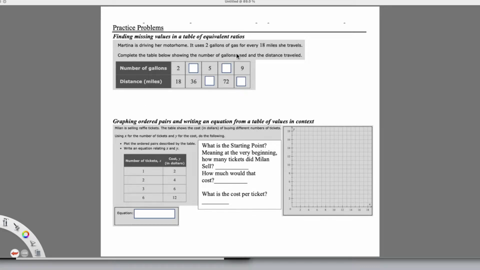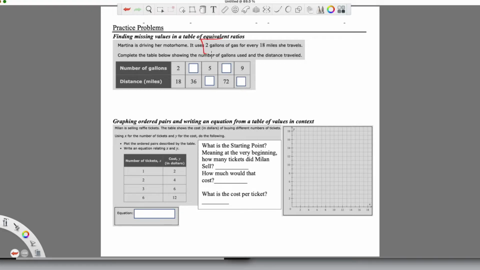It uses 2 gallons of gas for every 18 miles she travels. So we can see they're giving us the relationship here: 2 gallons for every 18 miles. Here's the 18 miles that she drove. Here's 2 gallons. So that's our very first ratio in this table.